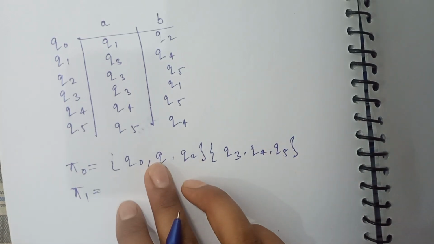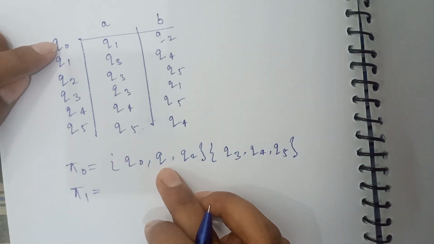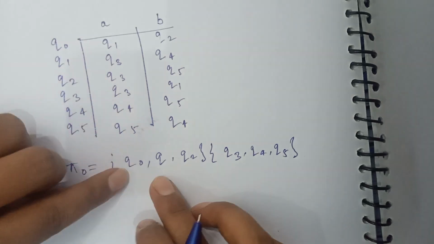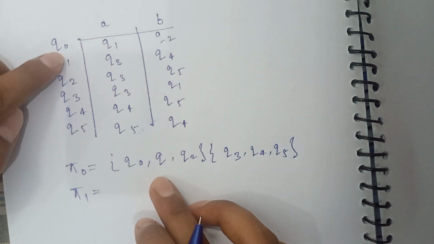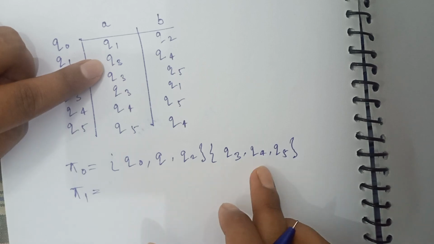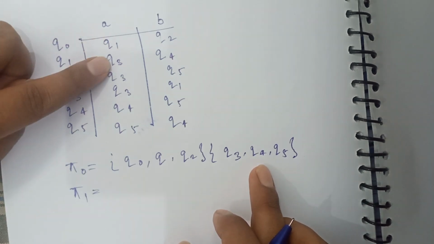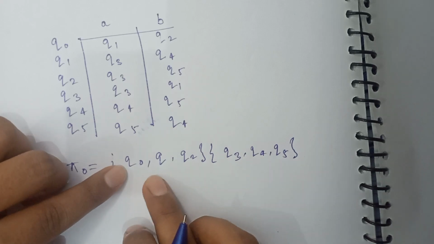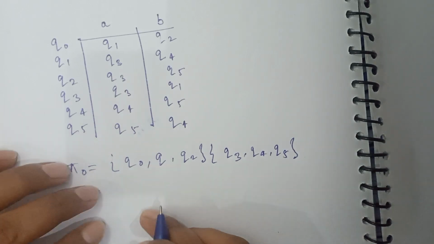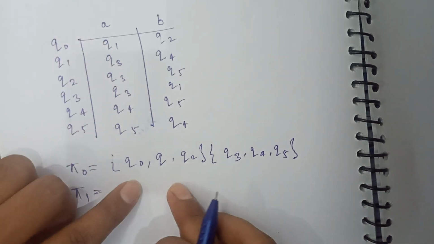Then we will check Q0 and Q1: for A, do they lie in different groups or in the same group? For A, Q0 and Q1 go to Q1 and Q3. So here we can see that for A, Q0 and Q1 lie in different groups. If they lie in different groups, we will separate this group into more parts. And if they do not lie in different groups, they lie in the same group.